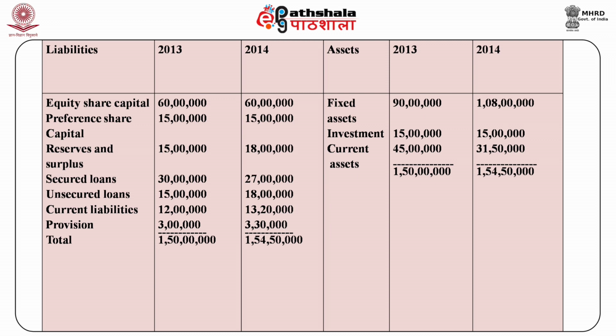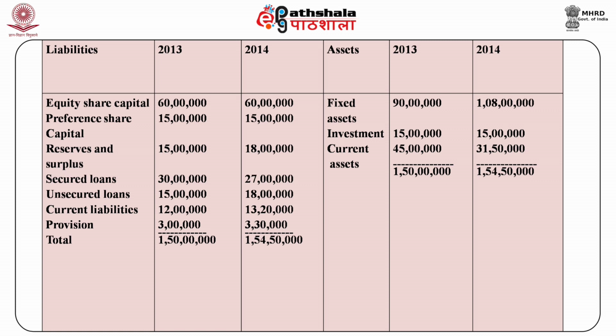The amounts for the respective items for the year 2013: for equity share capital it is 60 lakh. For preference share capital it is 15 lakh. For reserves and surpluses it is 15 lakh. For secured loans it is 30 lakh. For unsecured loan it is 15 lakh. For current liabilities it is 12 lakh. And for provisions it is 3 lakh.